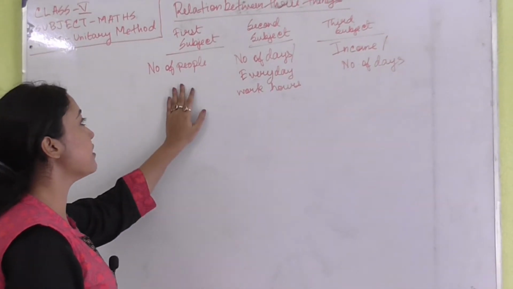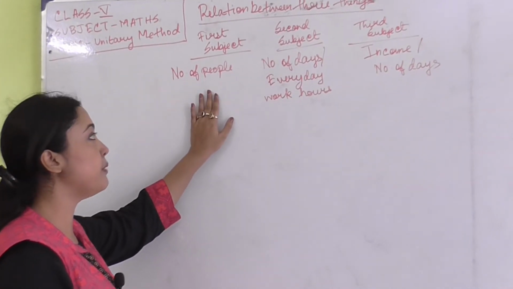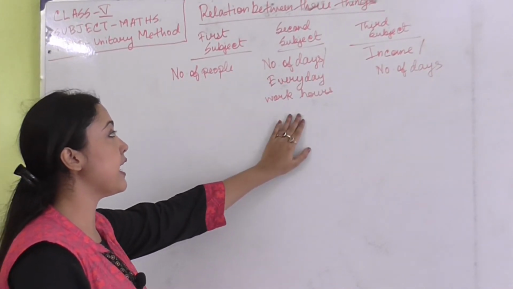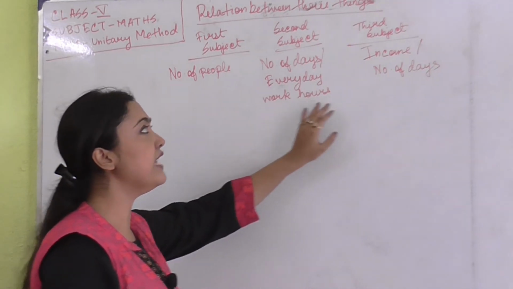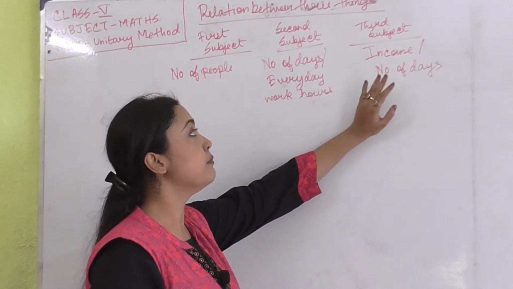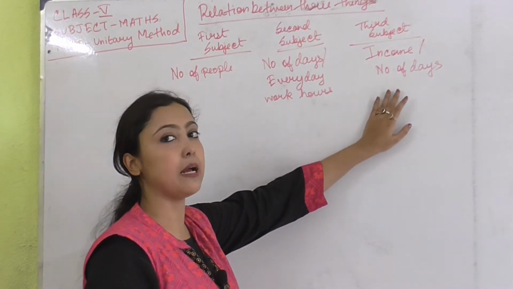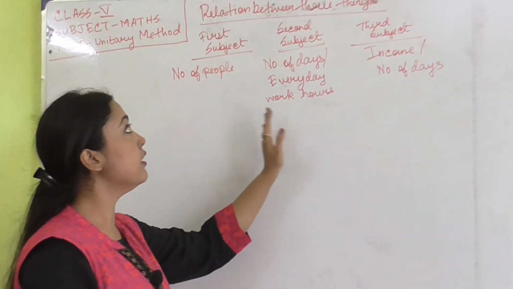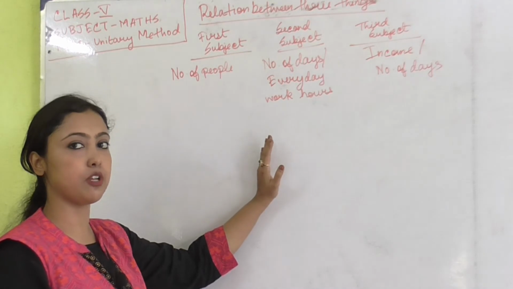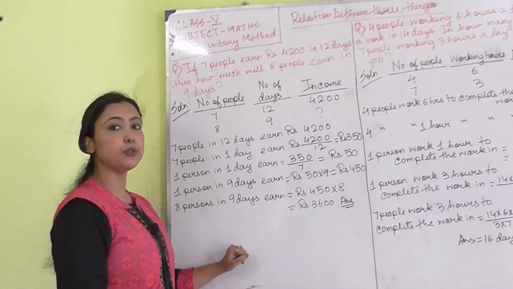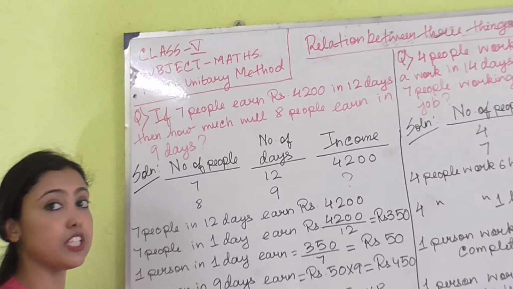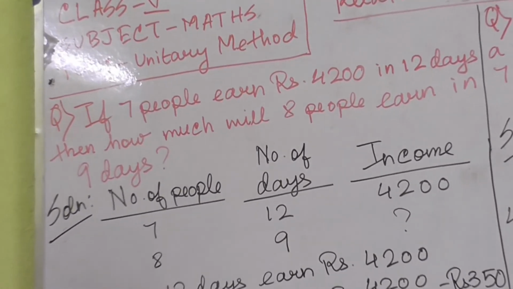In the first subject there will be the number of people. In the second subject there can be the number of days or everyday work hours. And in the third subject, the subject can be income or number of days. So based on the relationship between 3 types of things, I will show you some problems. I am going to show you the problems of the unitary method which are based on 3 types of subjects.